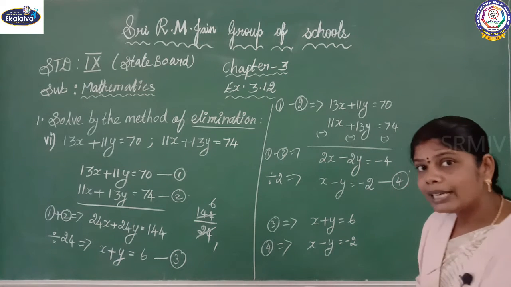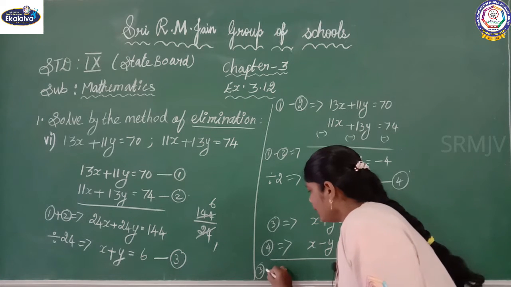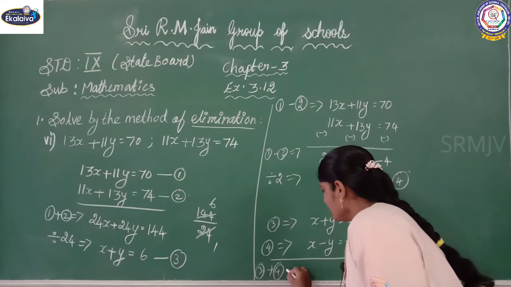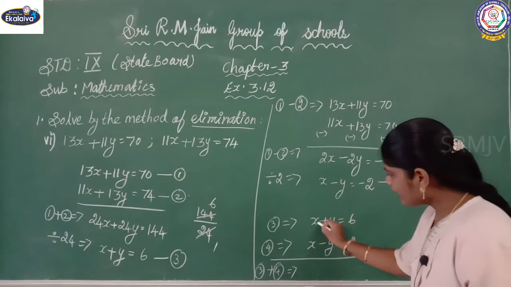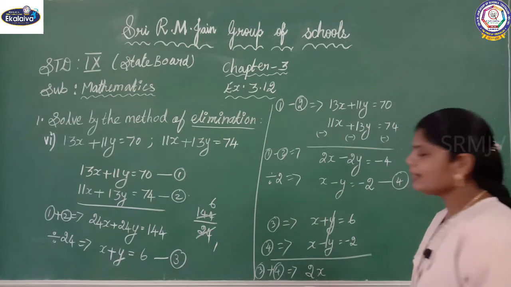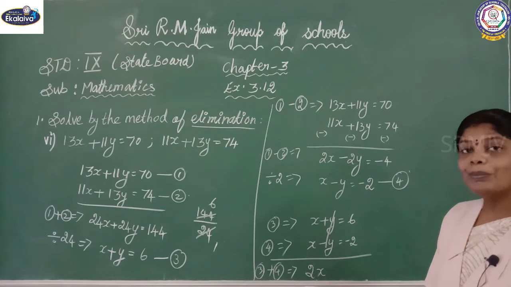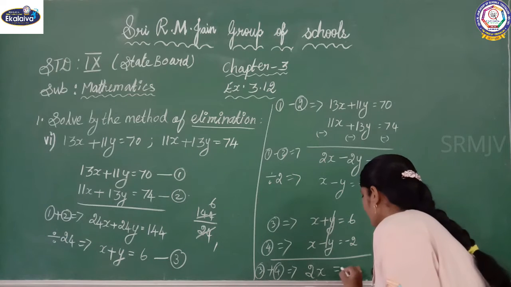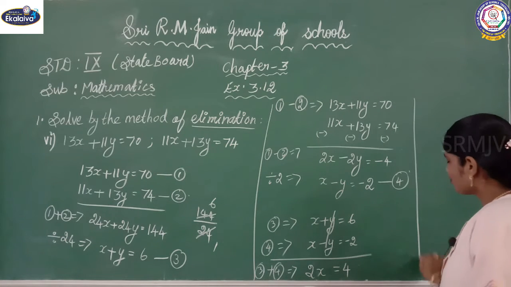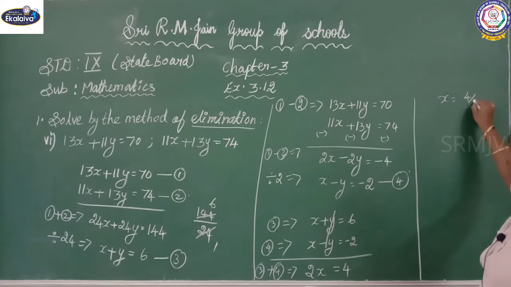What am I going to do, children? I am going to add. So 3 plus 4: x plus x, what will you get? 2x. Plus y minus y cancel. Plus 6 minus 2, what will you get, children? Plus 4. So 2x equal to 4. x equal to 4 by 2. 2 ones are 2, 2 twos are 4. So x equal to 2.